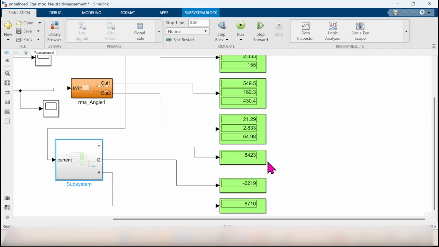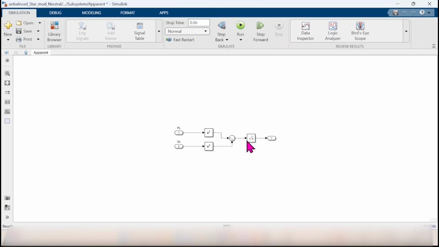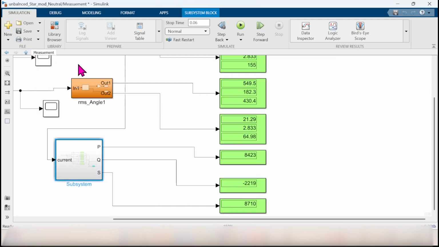For the power, you can calculate that one if we click inside this block. So that one is I square R, I square X for each load, and then we are going to have the sigma for I square R and sigma for I square X. If you like to calculate S, that one will be root P square plus Q square. So let's return back to look for the results here. We have here the power. For that one, we have 8.4 kilowatts and minus 2.2 kilovar and 8.7 kilovolt-ampere.